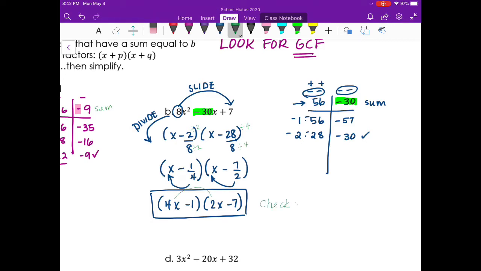4x times 2x is 8x squared. 4x times negative 7 is negative 28x. Negative 1 times 2x is negative 2x. And negative 1 times negative 7 is positive 7. 8x squared. We have 7 at the end. And our two terms in the middle add up to negative 30x.